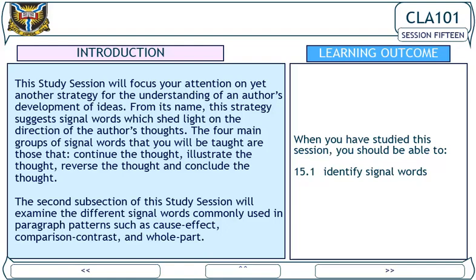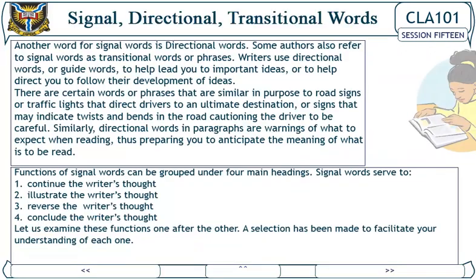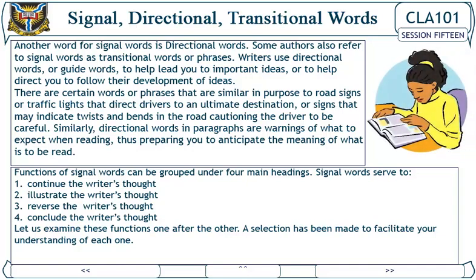Learning outcomes. When you have studied this session, you should be able to: 1. Identify signal words. Signal, directional, transitional words. Another word for signal words is directional words. Some authors also refer to signal words as transitional words or phrases. Writers use directional words or guide words to help lead you to important ideas or to help direct you to follow their development of ideas.